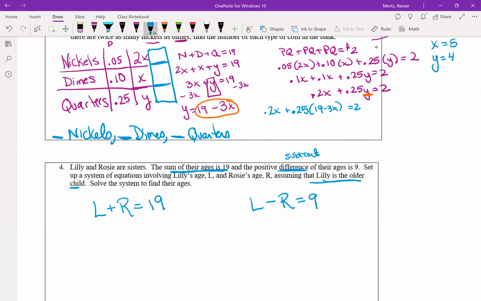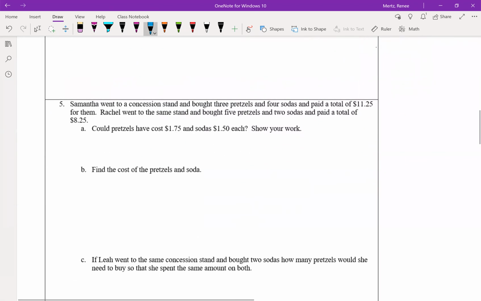So you're going to solve that one. That one will work nicely with substitution or addition. So try it out. Check your answers. Make sure you're getting Lily to be 14, Rosie to be 5. So you're solving that. Make sure you're showing the math. If you're not showing the math, you don't get your full participation grade. Then I'll do one more for you.